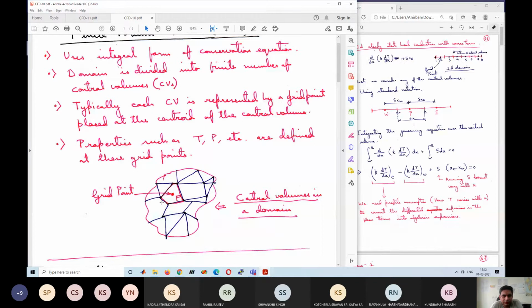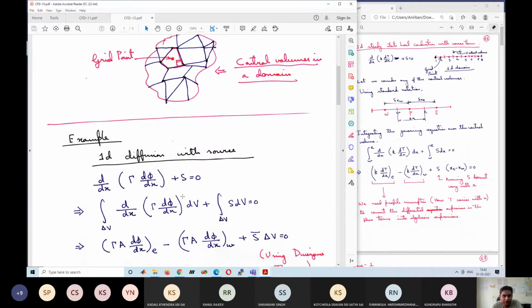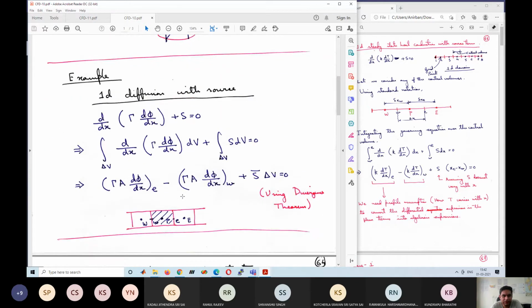The solution of the discretized equations is done in the same way as we have studied in the previous case, whatever methods we have discussed, like TDMA or the Jacobi method or the Gauss-Seidel method. But how we arrive at those discretized equations is different for the finite volume method. And we noted some of the features of this method.